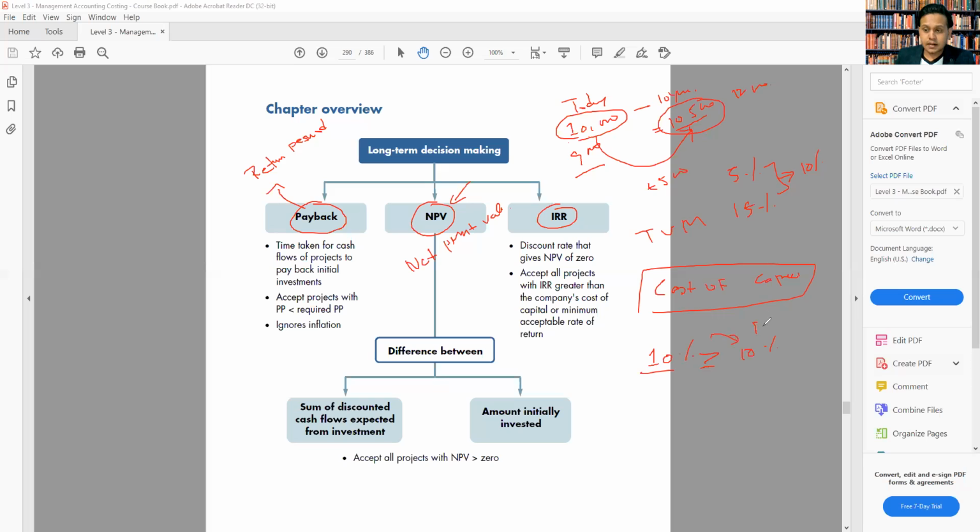This is the IRR, internal rate of return. The IRR has to be more than the cost of capital. If it is more than the cost of capital, we say accept the project. If it is less than the cost of capital, we say reject the project.